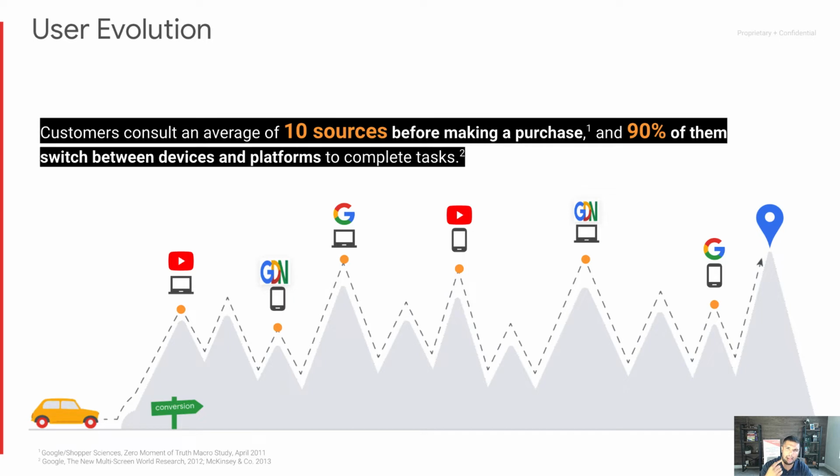So in this example, first they see you on YouTube, then they see you on the display network, then they see you on Google search, then they see you on YouTube again, then they see you on display network, and then they see you on Google search on a mobile device, and then finally they decide to buy.